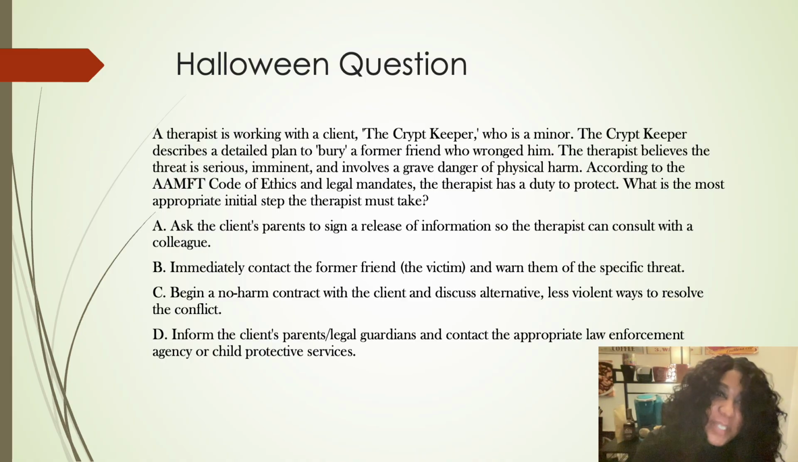So a therapist is working with a client, the crypt keeper, who is a minor. The crypt keeper describes a detailed plan to bury a former friend who wronged him. So already here we have some homicidal ideation going on, right? The therapist believes that the threat is serious, imminent, and involves a grave danger of physical harm. And according to the Code of Ethics and legal mandates, the therapist has a duty to protect. What is the most appropriate initial step the therapist must take?